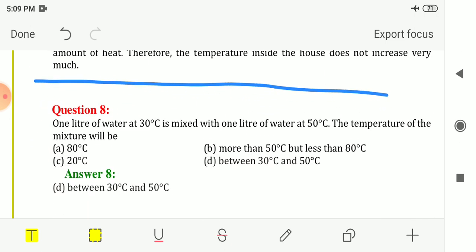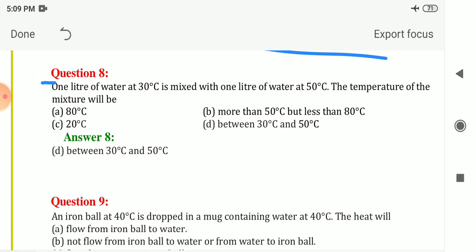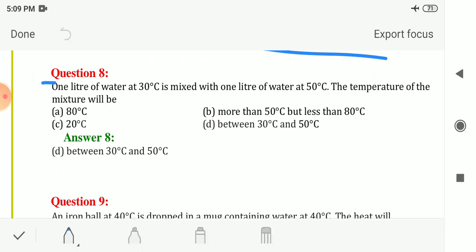Next question, question number 8: 1 liter of water at 30 degrees Celsius is mixed with 1 liter of water at 50 degrees Celsius, and the temperature of the mixture will be, without measuring the temperature, we have to say. In one pan we had water at 30 degrees Celsius, and in one pan we had water at 50 degrees Celsius. Now we are mixing these two waters. So now what will be the temperature of the mixture of water?